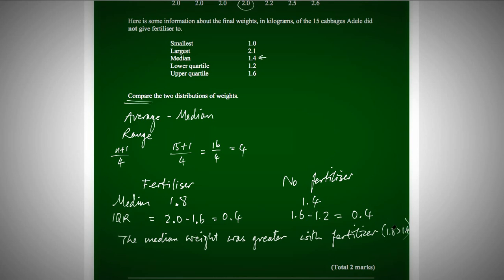And I should also say that the interquartile range was the same for both groups. And justify that with a number as well, 0.4. My calculations are up there to justify it.